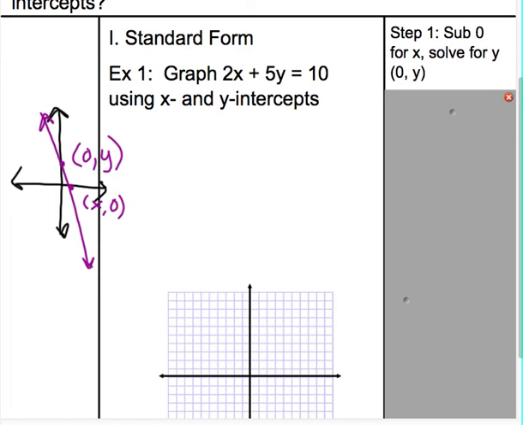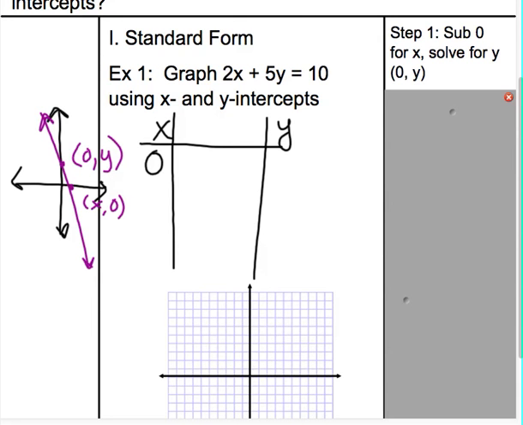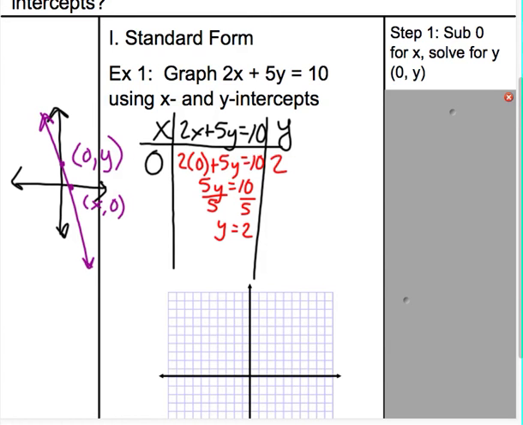So to solve for our intercepts, if you like the table, start by substituting 0 for x, solving for y. So substituting 0 in, that whole term cancels. So we're left with 5y equals 10. So when we divide both sides by 5, we get y equals 2.